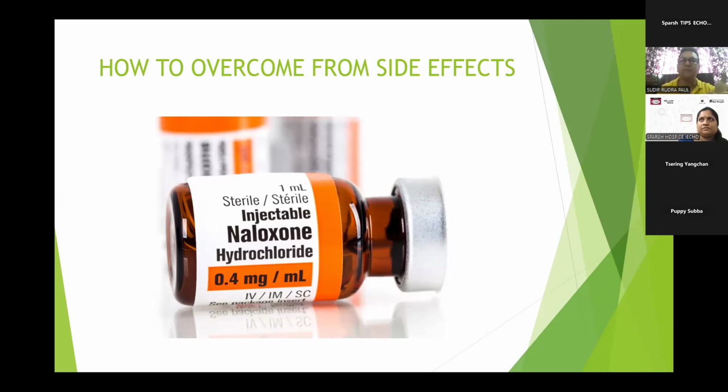If because of some reason the patient develops a side effect, naloxone is the drug of choice which reverses the action of opioid. Naloxone starts working in 2 to 5 minutes after administration. Peak action comes in 60 to 90 minutes, and it takes 30 to 90 minutes to overcome the opioid-induced side effects.